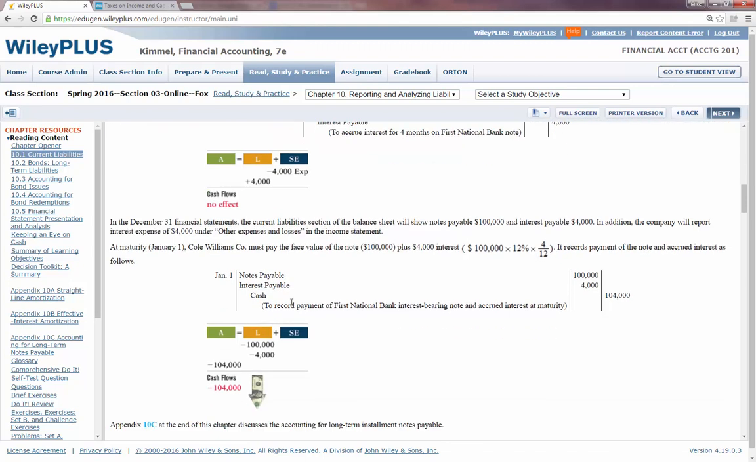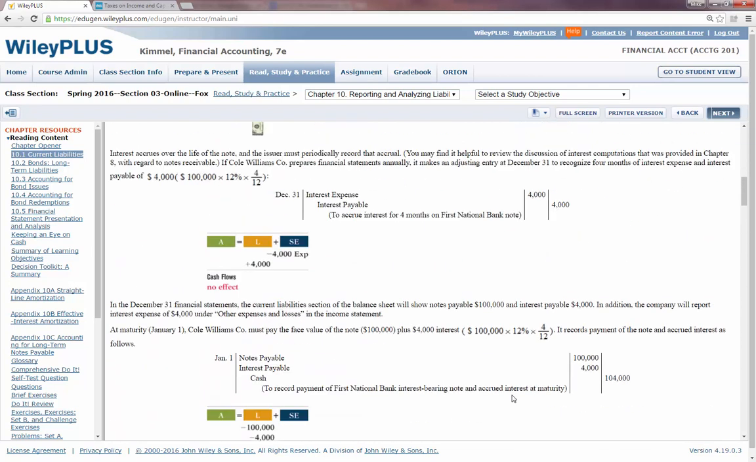And then probably know the other side of it, which is when the note comes due, what's the journal entry to retire the note, which is just to debit the note, debit the interest payable, and credit the cash. So that's the first thing you need to know how to do.